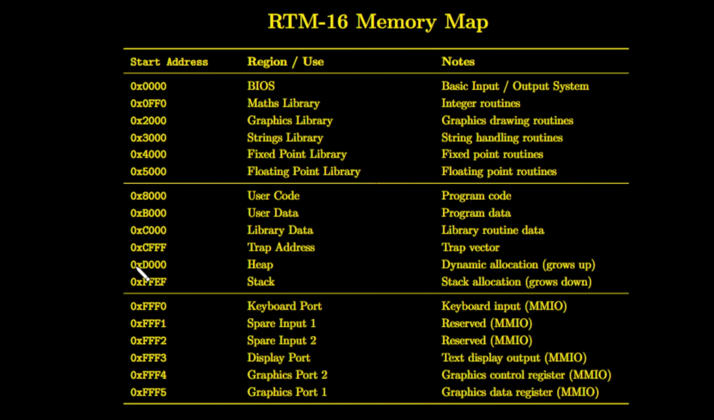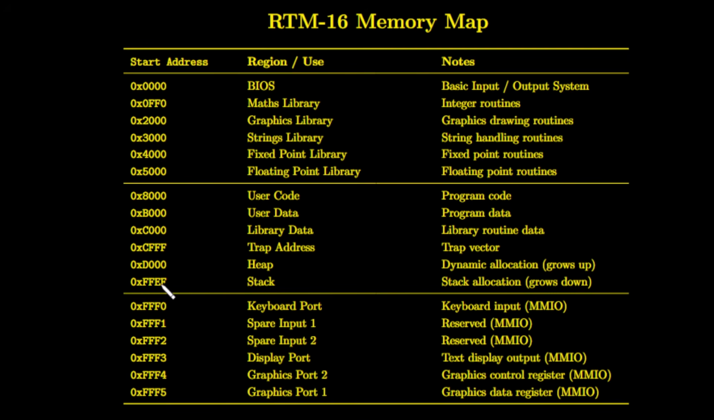Now we have another position here, 0xD000, and this is for something called the heap. We haven't talked about the heap within the course, but we can use this potentially for some dynamic memory allocation, and the heap works in the opposite sense to the stack. It's going to grow upwards. But we can have a talk about the heap potentially when we go on to design a CPU 5.